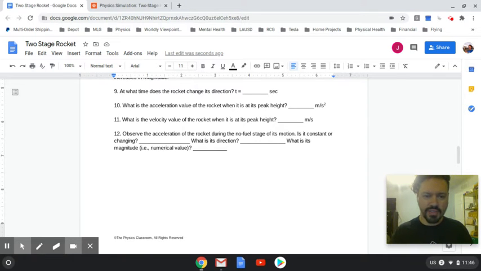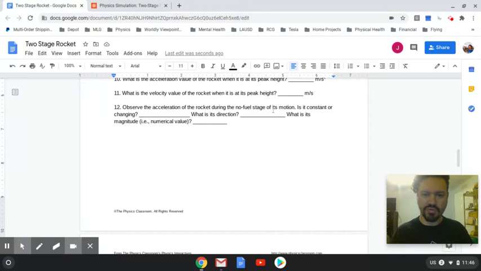Next, observe the acceleration during no fuel. Is it constant or changing? This is once stage 2 ends, what is happening with the acceleration? What direction is it, up or down? And what's the number? So 3 questions. Is it constant or changing? You either write constant or changing here, up or down, and then 5, -3, whatever the number is.